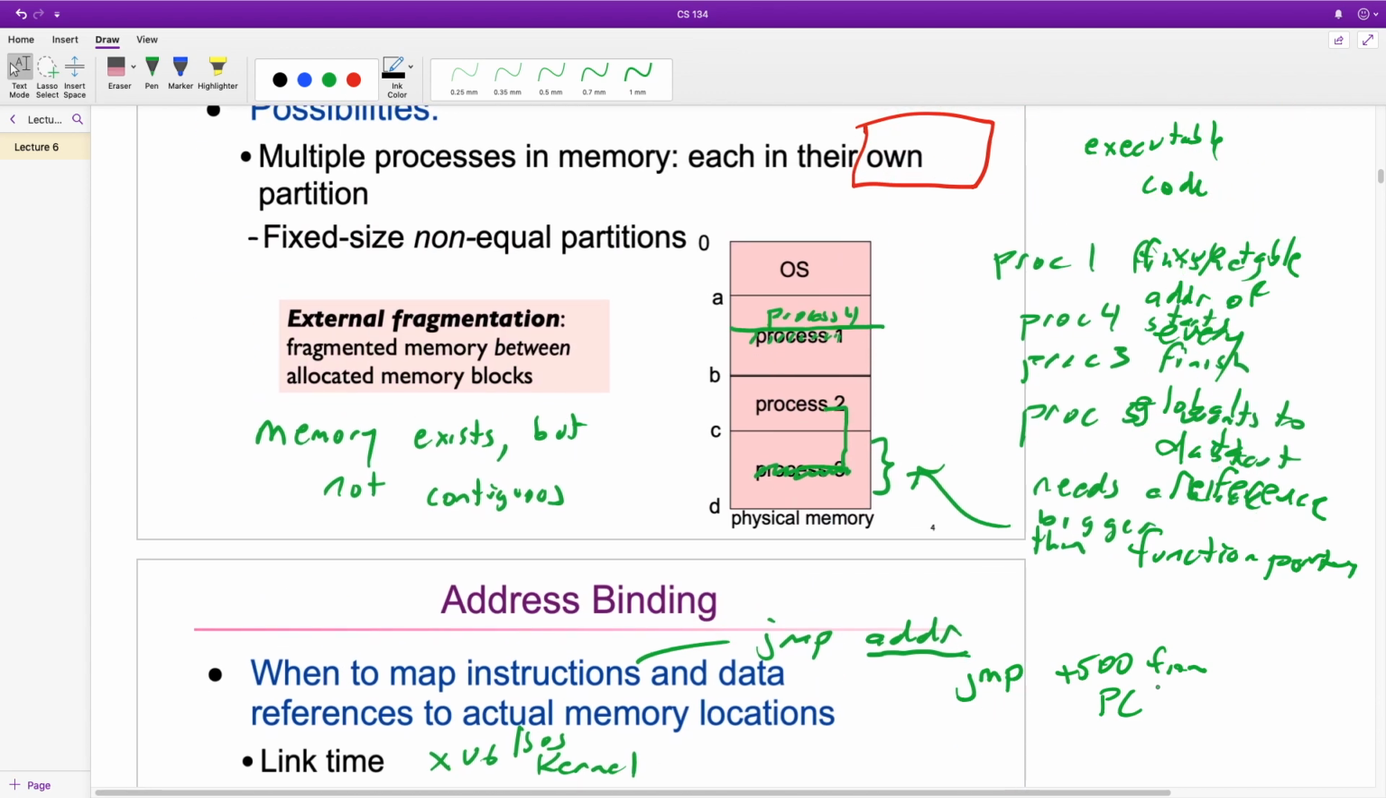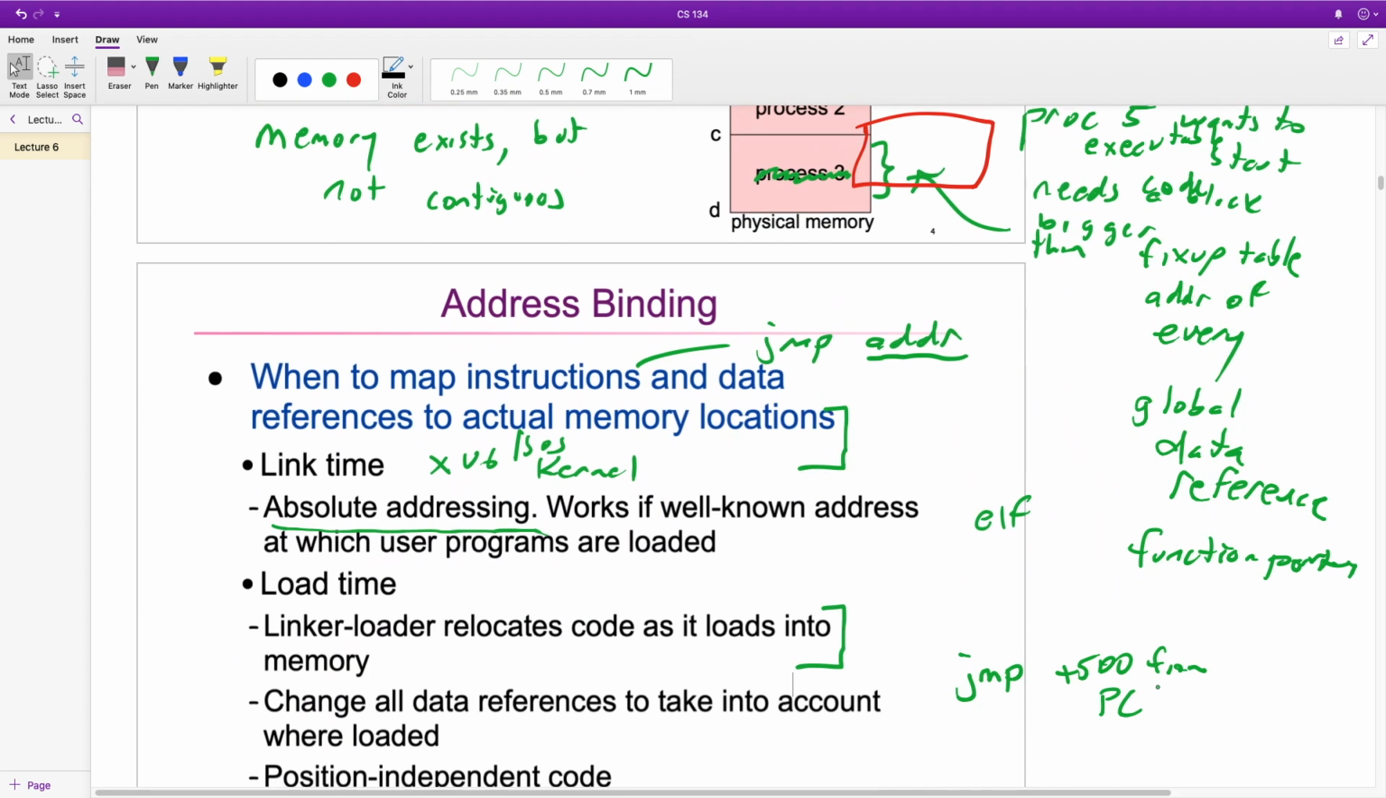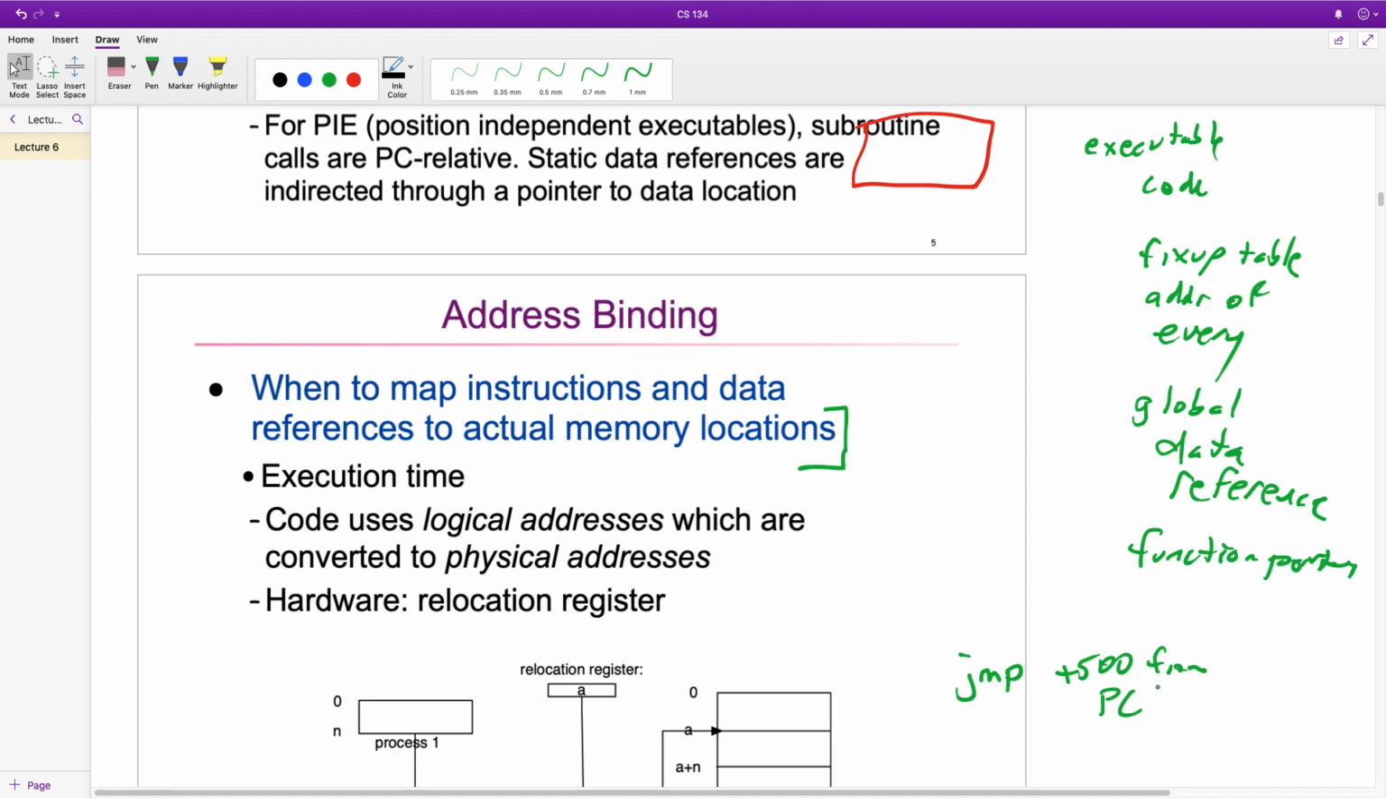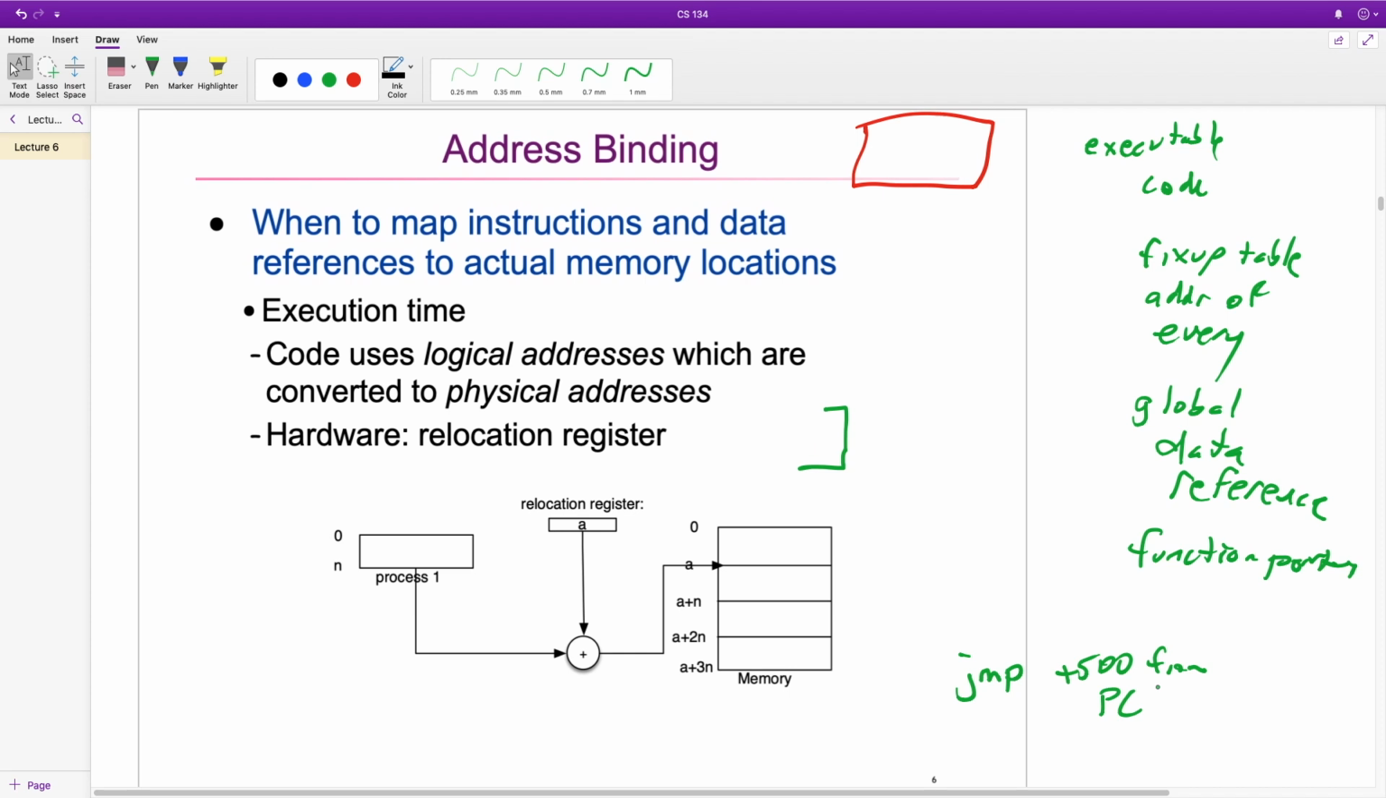Anyway, that's how we're getting these different processes to run separately. Now, it'd be nice if we didn't have to worry about it. If our code could actually be position dependent, and yet it's not executing from where it thinks it is. So the idea is to wait till execution time and have the hardware help you out.